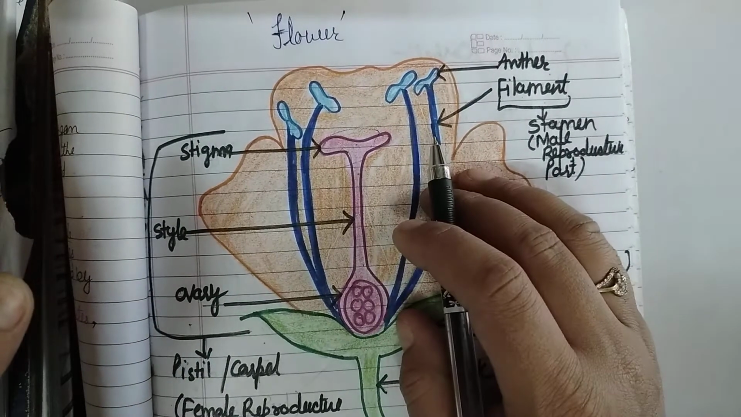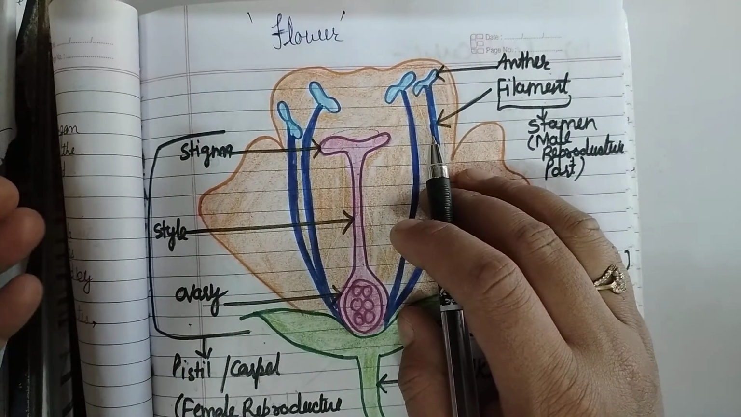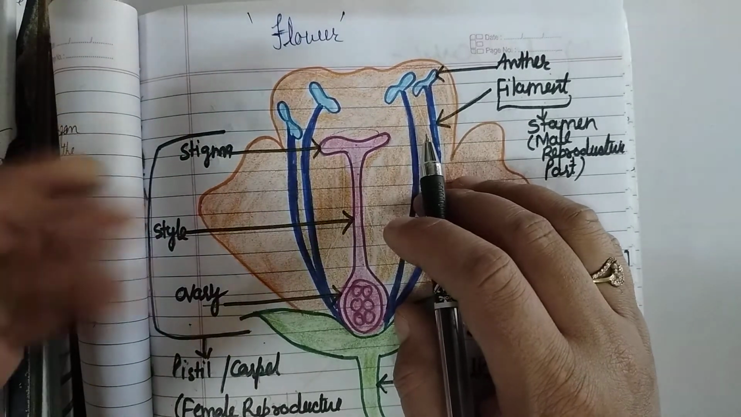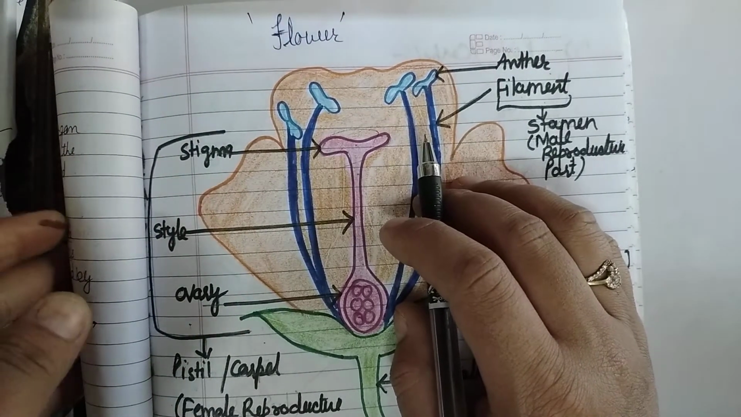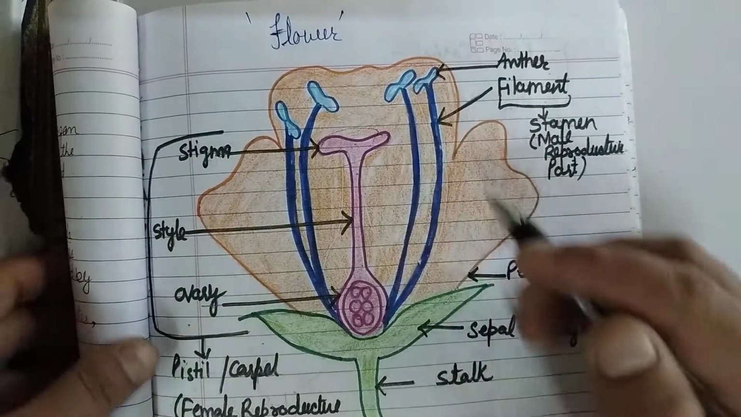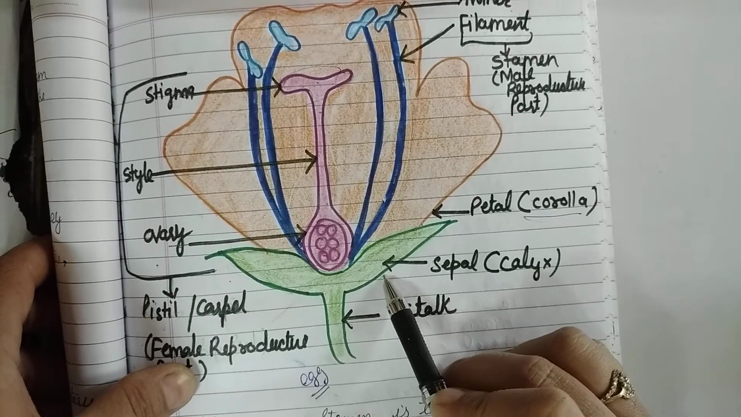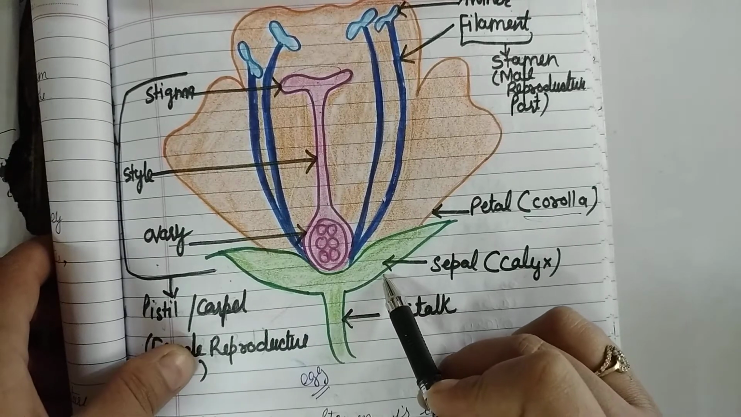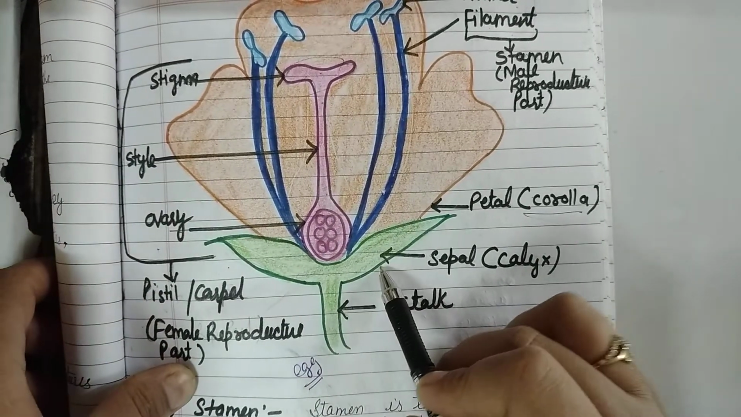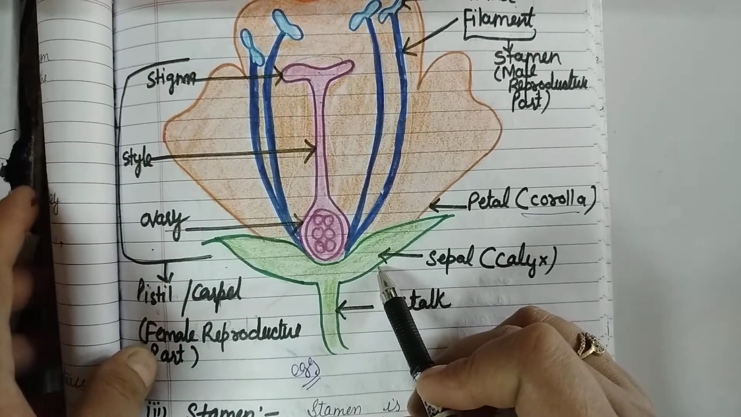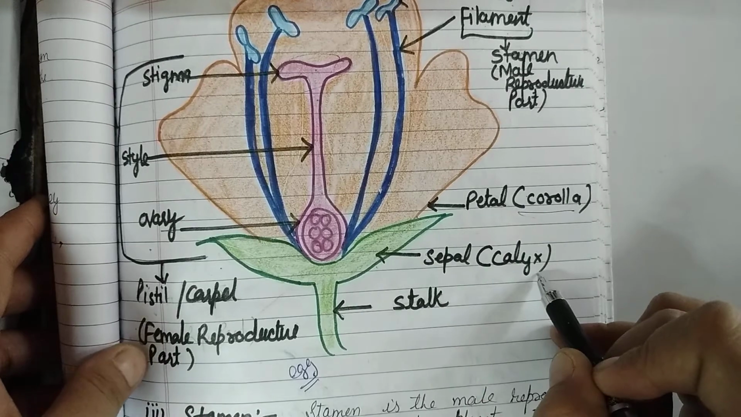Now let's recall what you have learned about the parts of a flower in class 6. We know that a flower has four whorls: sepal, petal, stamen and pistil. The outermost whorl or circle of the flower is known as a sepal. It is a green leafy structure that protects the flower when it is in its bud stage, and collectively the sepals are known as calyx.